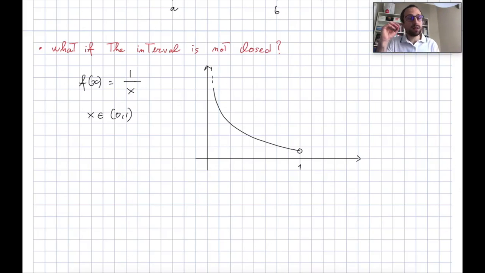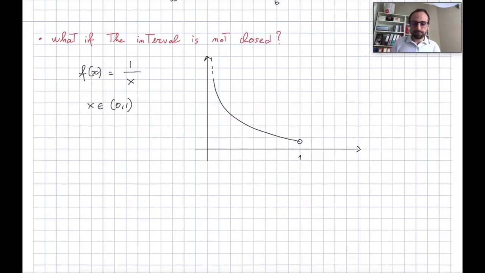The function is continuous, of course, but since the endpoints of the interval are not included, at 0 I'm allowed to go up to plus infinity, so there is no maximum. Actually, the function is not bounded. And at 1 I'm allowed not to attain the minimum value here, because the interval is open. And so the function doesn't have a minimum either.